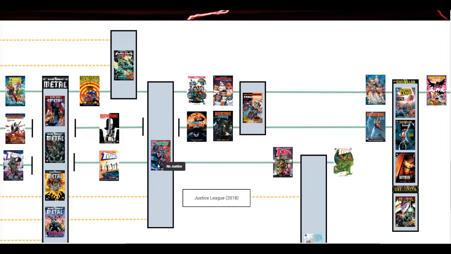You can ignore No Justice. You can pretty much ignore Dark Knight Metal, and you can ignore Year of the Villain. You can just read that if you are the quintessential Deathstroke fan. Hopefully that was helpful.